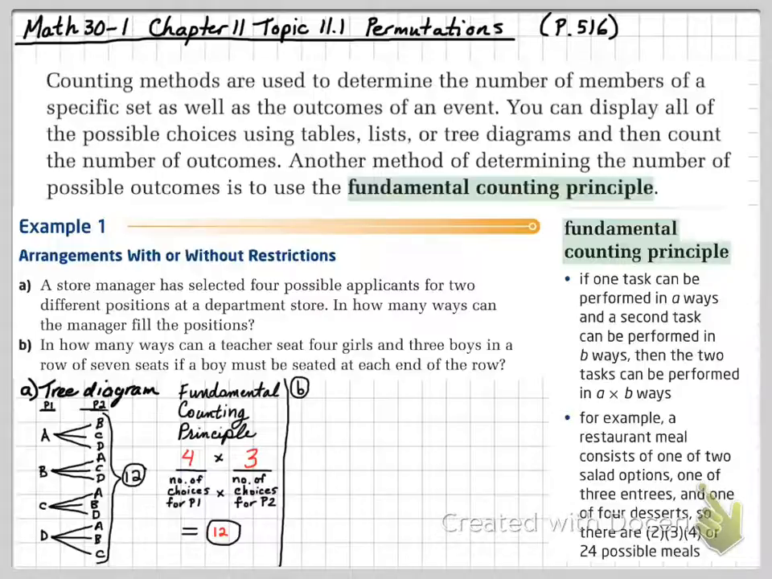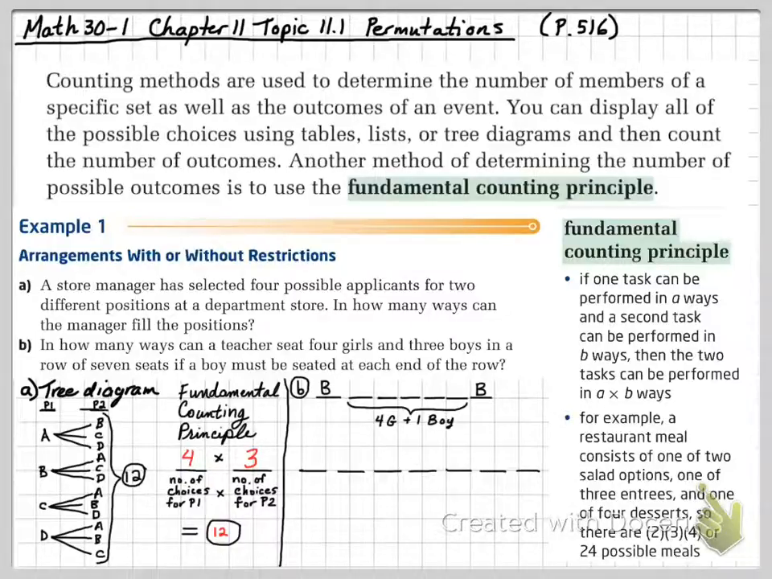In B, how many ways can a teacher seat 4 girls and 3 boys in a row of 7 seats? Well, let's draw out those 7 seats. Here's 7 seats with a boy at the beginning of the row. Here's what it is with a boy at the end of the row. And in between, we can have 4 girls and 1 boy in any order.